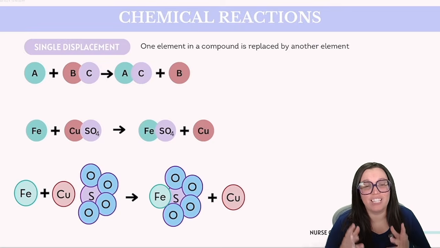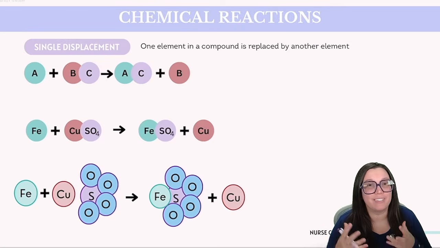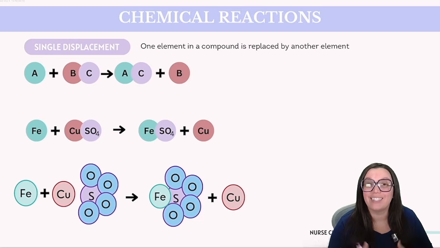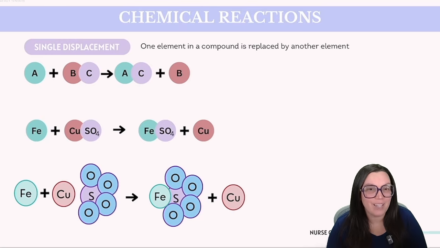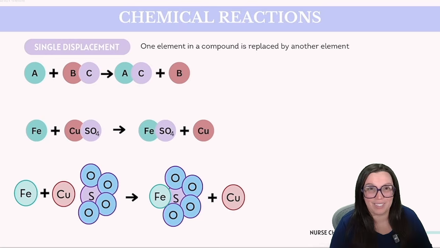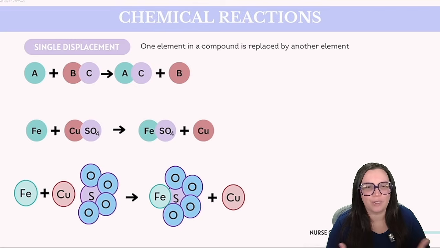So this reaction is known as a single replacement or single displacement reaction. In this scenario, the reactants consist of one element and one compound, which react to form a new element and a new compound. Essentially, we're exchanging one metal for another in the reactant to generate two new products.